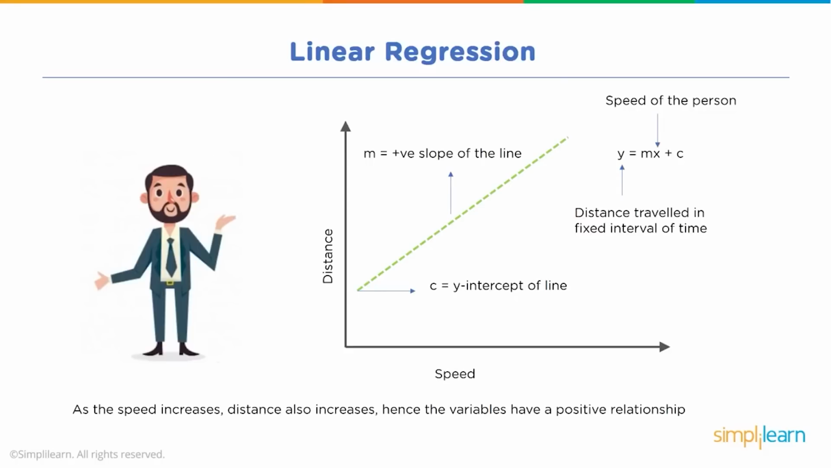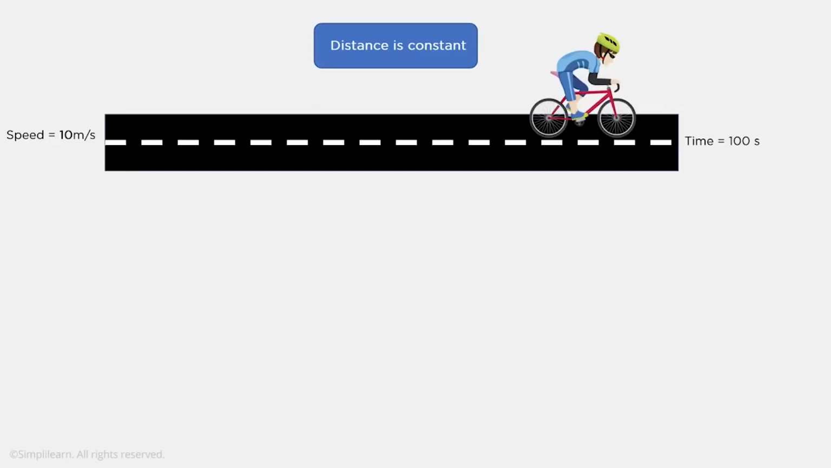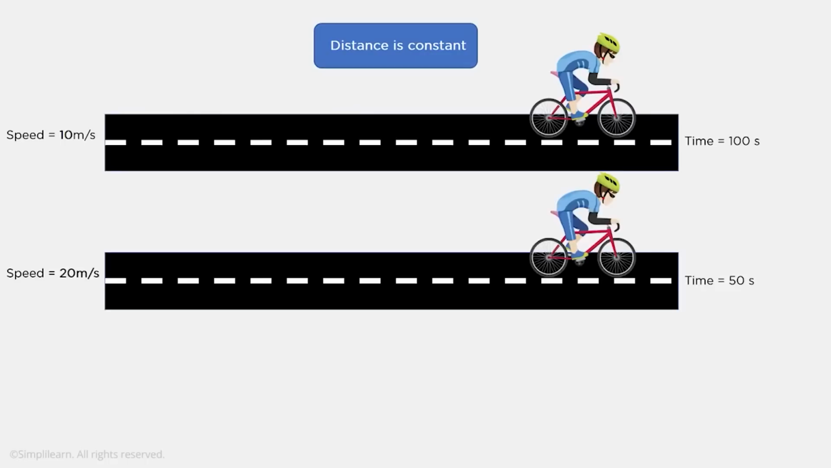As distance increases, so does speed increase. Let's take a look at our second example where we put distance as a constant. So we have speed equals 10 meters per second. They have a certain distance to go, and it takes them 100 seconds to travel that distance. And we have our second bicyclist who's still doing 20 meters per second.